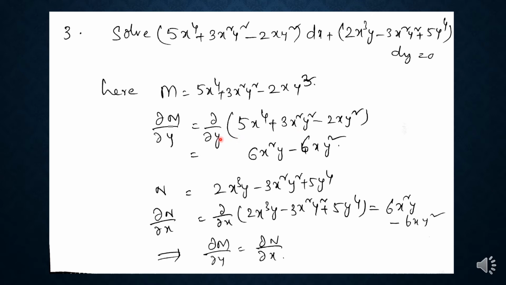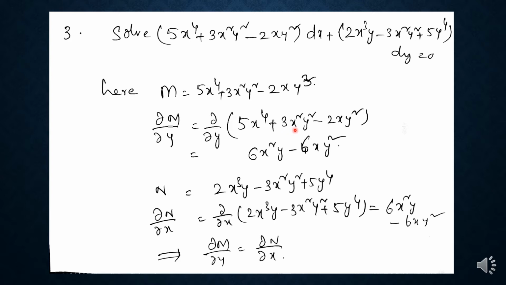So here, while differentiating with respect to y, x is the constant. So the derivative of a constant, 5x to the power of 4, is 0. So ∂/∂y of 5x⁴ is 0, plus ∂/∂y of 3x²y².